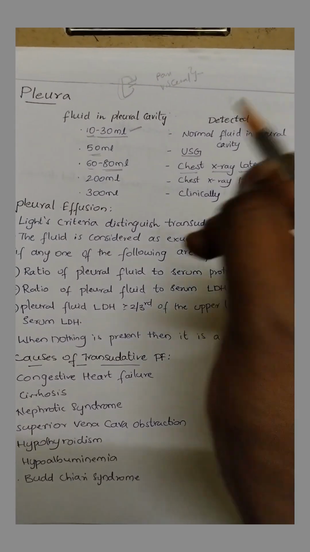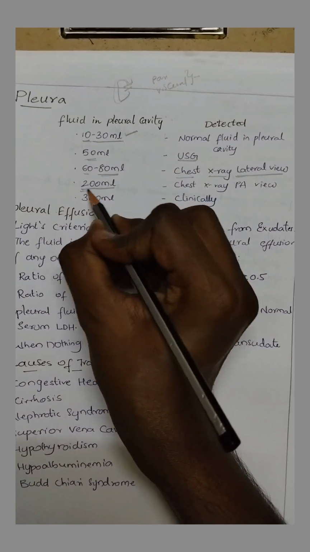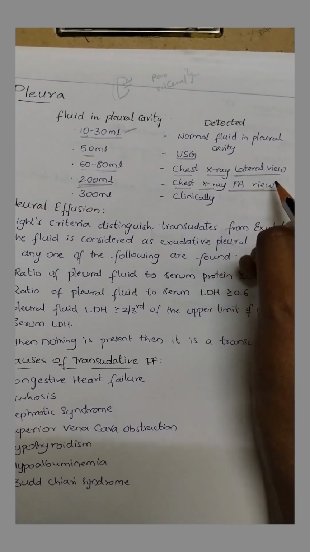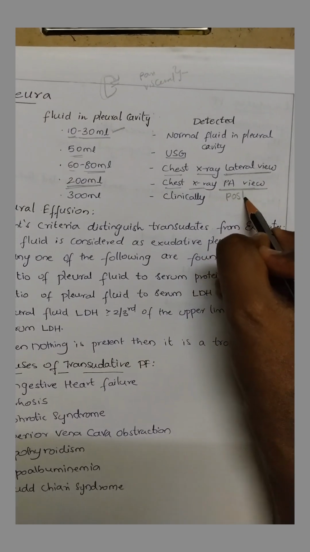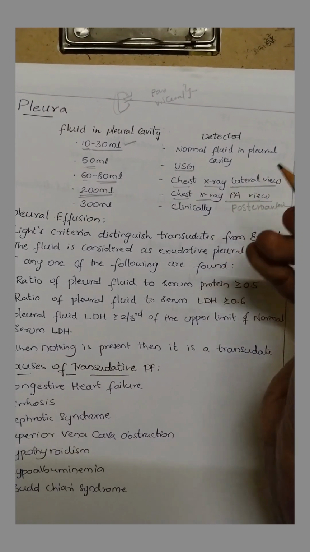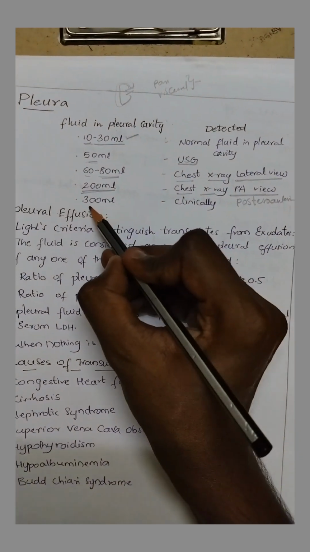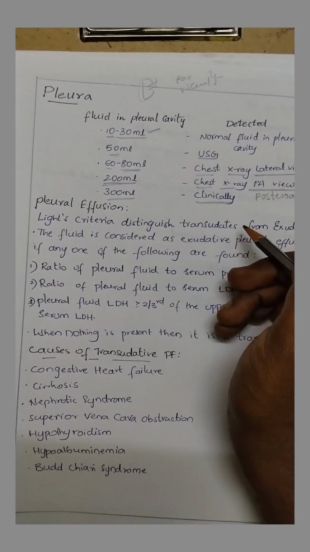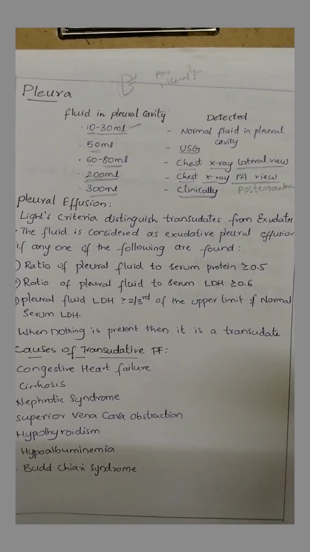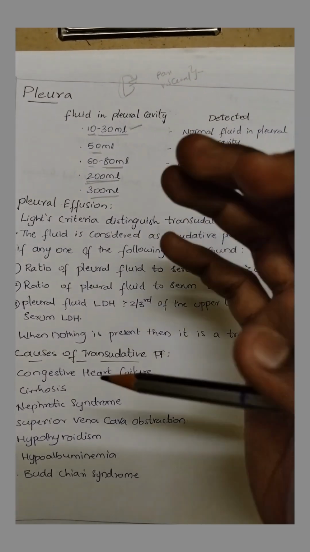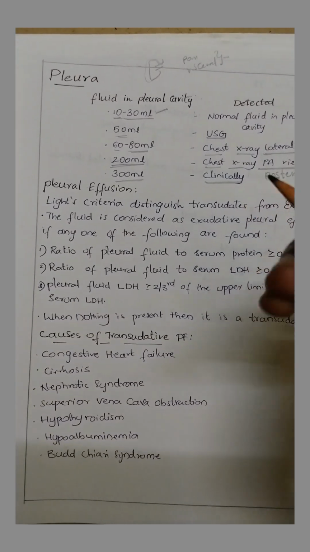When the quantity has increased to 200 ml, then we could diagnose it by chest X-ray PA view, that is posterior anterior view. And when the fluid in the pleural cavity is about 300 ml, then we could diagnose it clinically. So this is how we detect the pleural fluid depending upon the quantity present in the pleural cavity.